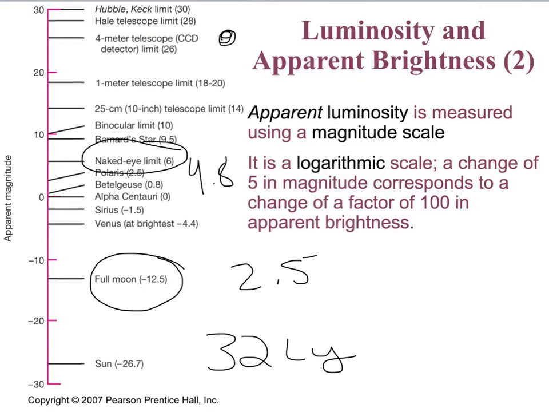Our brightest stars in the sky would be somewhere around here: Betelgeuse, Alpha Centauri, Sirius. Somewhere around a value of 0 would be our brightest stars in our sky. Sirius at negative 1.5 is about the brightest naked eye star that we can see. So the lower the number, the brighter the object.